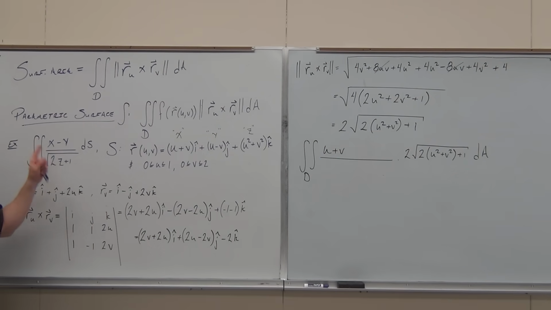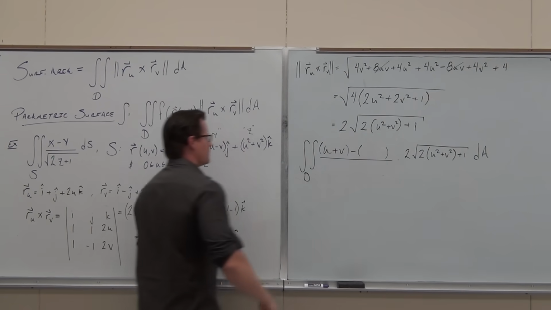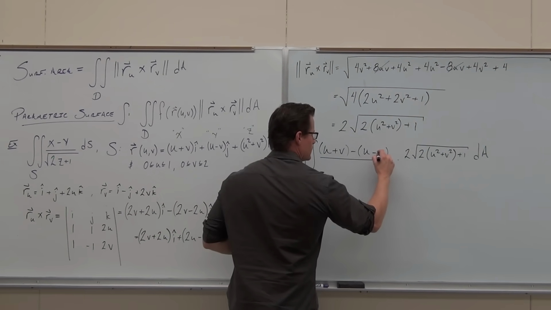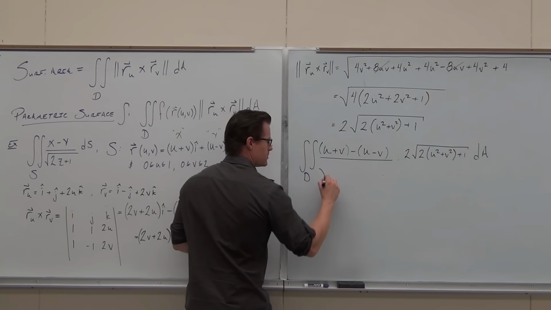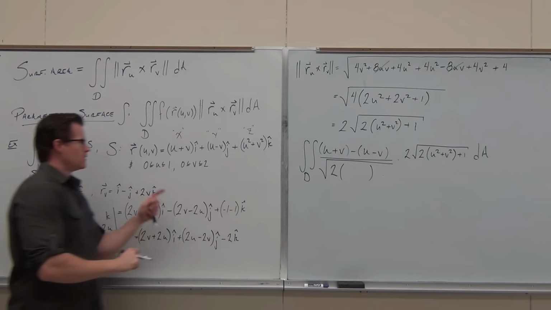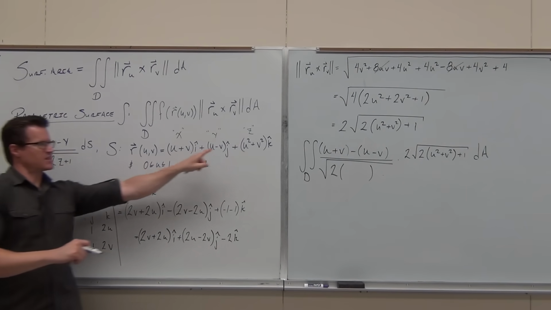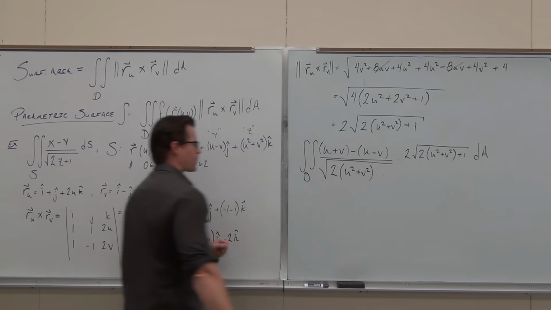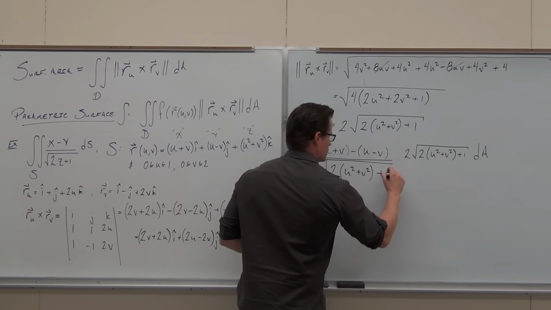x minus y over nasty square root. The 2 doesn't change, but the z changes. 2 times z. What else?